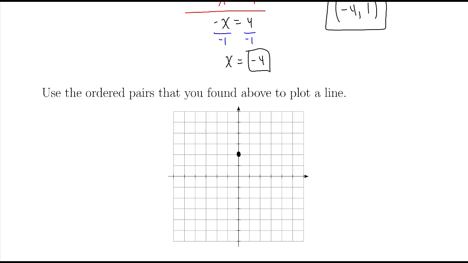Okay, and then negative 4, 1. So count 1, 2, 3, 4, and then up 1. So that would be right here. Okay, so here are our 2 points. So there's a line that passes through those 2 points. I'm not very good at drawing lines, but there we go, something like that.